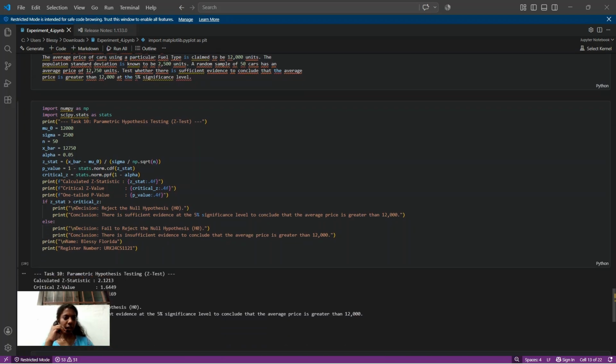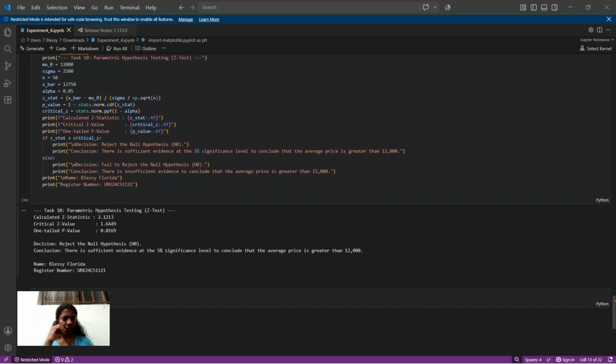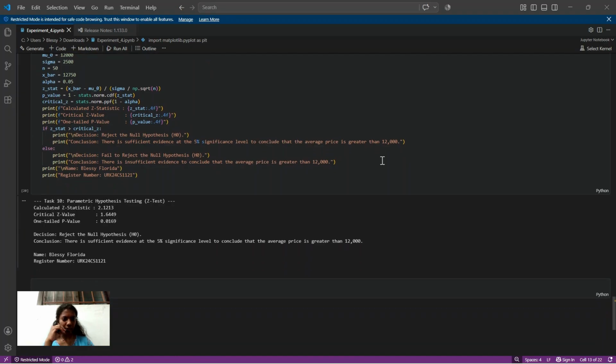Then we are going to give the sigma, n value, x bar value, alpha value, z statistic value, and p value. After that, we are going to plot it in a graph using the z statistic and critical value. Then we are going to print the statement.